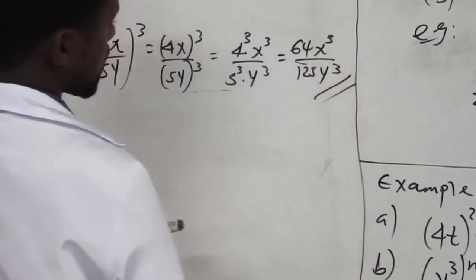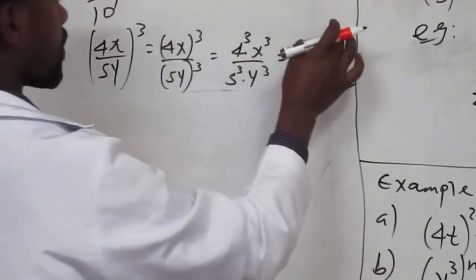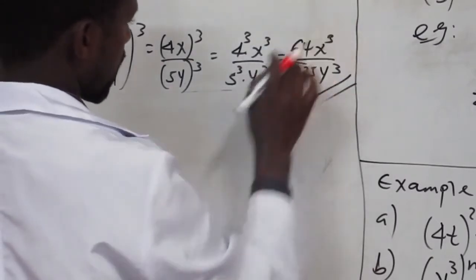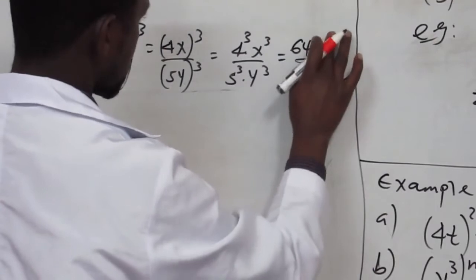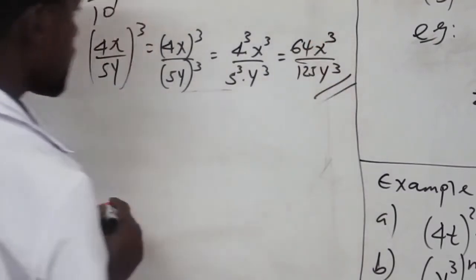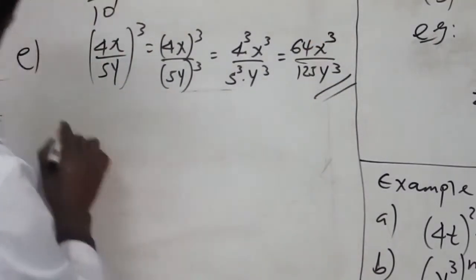So finally we can put it just like this: 64 times x to the power of 3 divided by 125 y to the power of 3. This is the number 3. So we can simplify just like this.